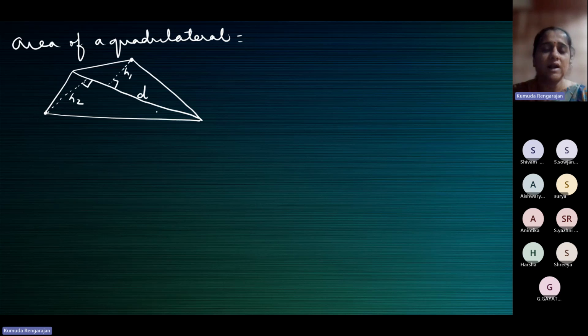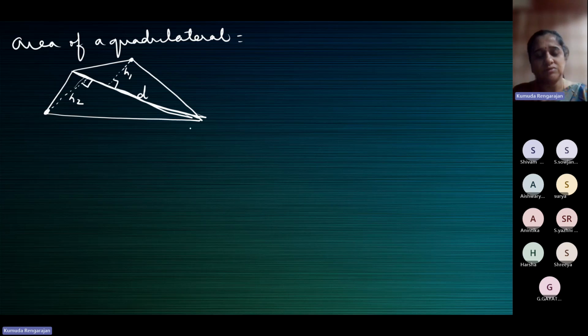What you see here is a quadrilateral. One of its diagonals is connected. And on this diagonal, we have the perpendiculars from the opposite vertices. See here, this is the diagonal. For this diagonal, this is the opposite vertex. For this diagonal, this is an opposite vertex. From there, there's an altitude, H1. For the same diagonal, this also is an opposite vertex. From there, we have an altitude on the same diagonal.